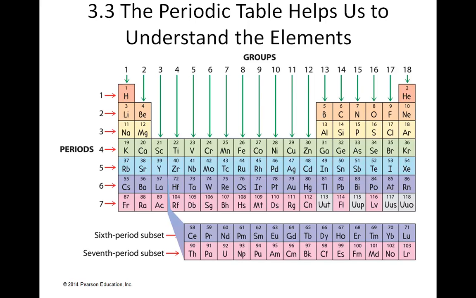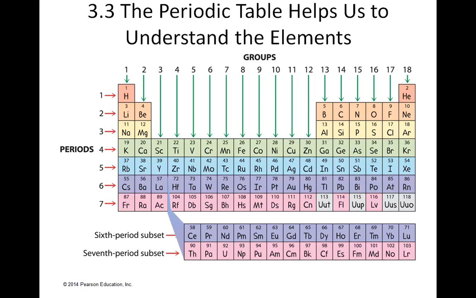Whereas periods are periodic, meaning they transition from left to right. There are normally trends that increase, decrease, or change in some form as they go from left to right. So say something increases from lithium all the way to neon, it's going to do the same as it goes from sodium to argon. So it's periodic. Those also have numbers.